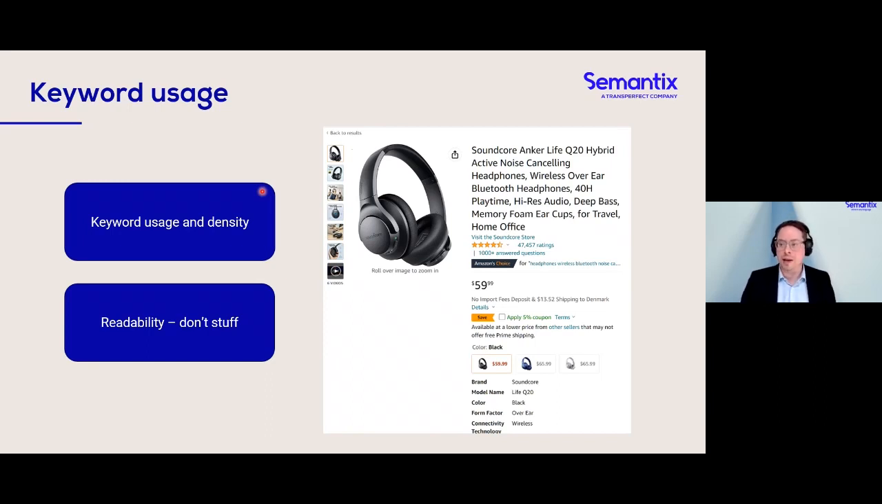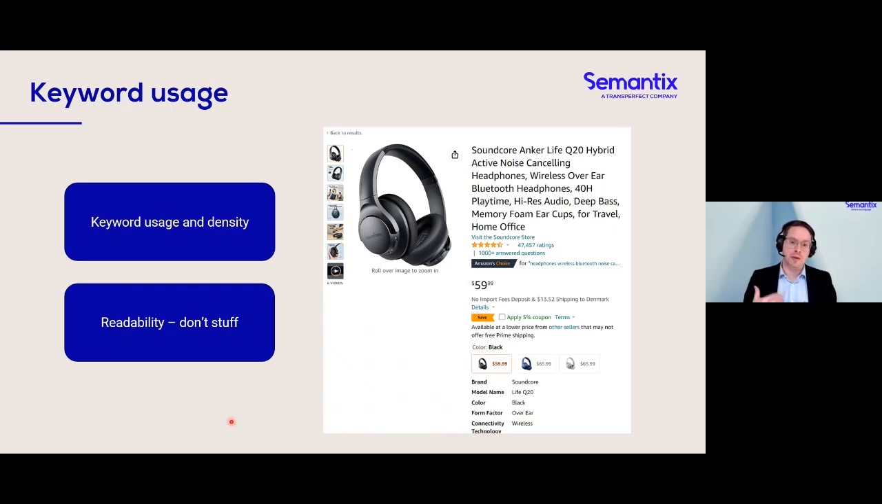And if we look at the example on page here, this product in particular is ranking for only 2 keywords: hybrid active noise canceling headphones and wireless over-ear Bluetooth headphones. So these are the 2 main keywords that this particular product is trying to rank on, and the rest of it is interesting information to help the consumer. So it might be features and functions or benefits. So 40-hour playtime, that it's great for travel or for home office, for example. So it's much more readable and also gives more information, and is definitely favored by Amazon.